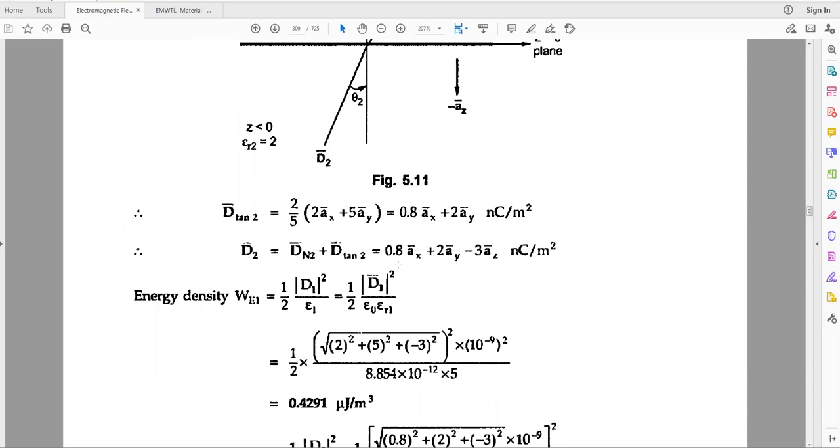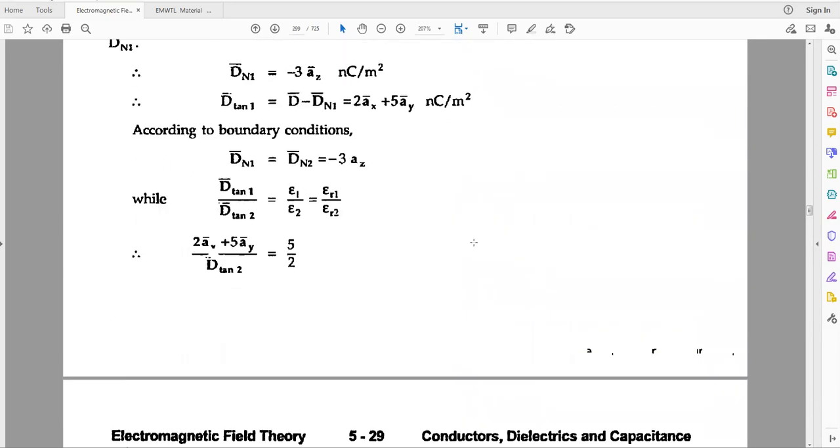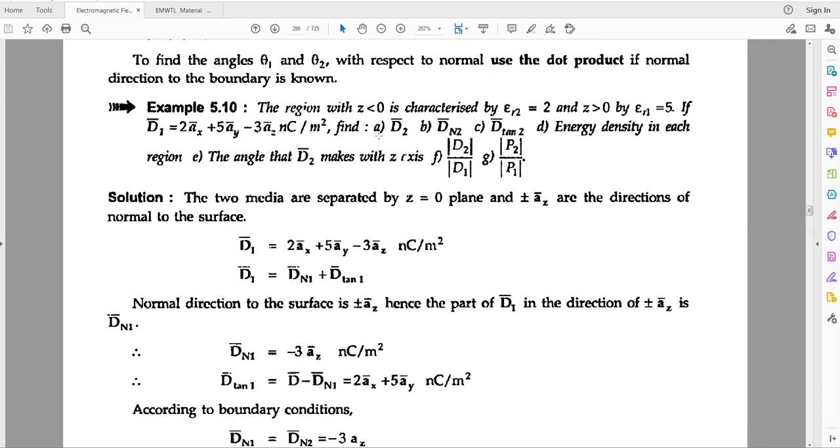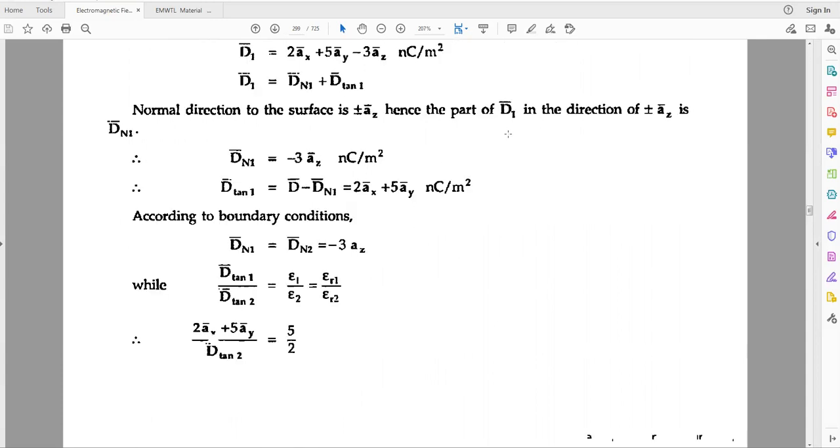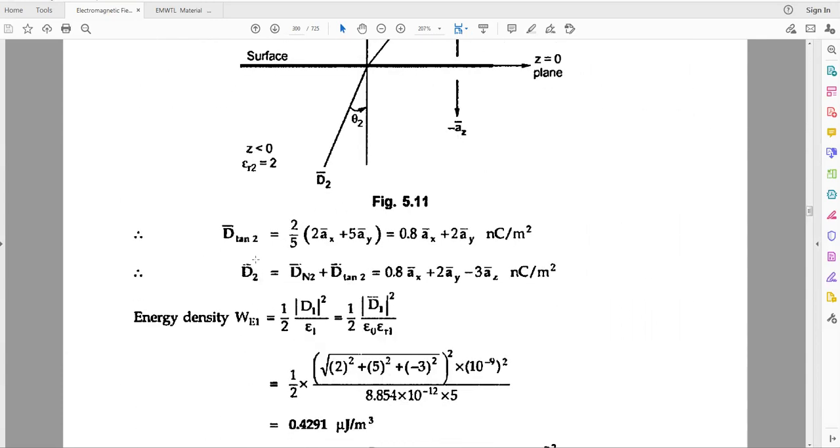D tan 2 we know is 0.8 AX bar plus 2 AY bar. And Dn1 and Dn2 are both equal according to the boundary conditions of dielectric and dielectric. That is minus 3 AZ bar only, for both. This is the D2 we got. So in this example, what they ask is to find D2; Dn2 we got, and D tan 2 we also got. All the values they ask, D2, Dn2 and D tan 2, are found.